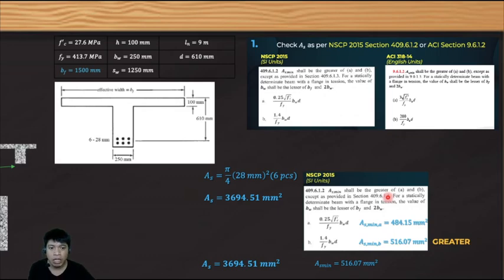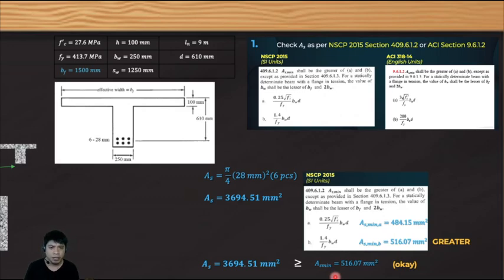Okay, so take note, yung ating actual na steel area must be greater than sa minimum. No? Kasi yung minimum na to, ito yung pinakamaliit dapat na steel area. So, take note, 3,694.51 ay mas malaki na dihamak, of course, sa ating minimum na 516.07. So that is, ibig sabihin, okay, nasatisfy niya yung ating NSCP requirement.